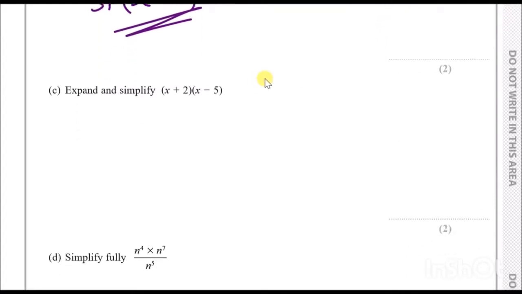Now for part C, they want us to expand and simplify that double bracket. So for these cases, you always do term by term when you multiply.